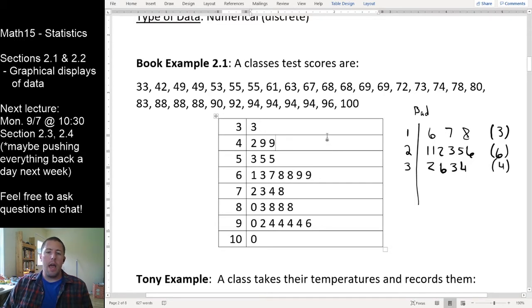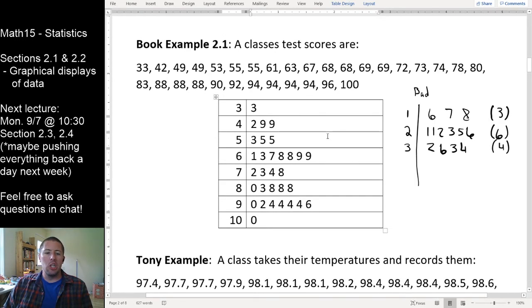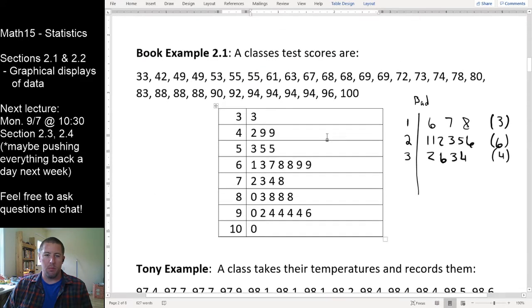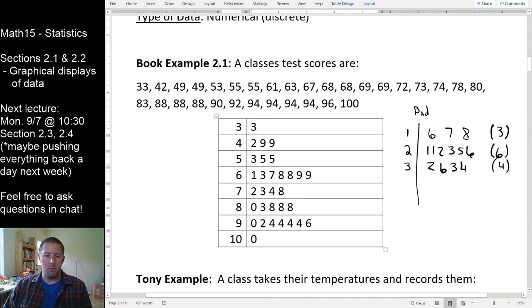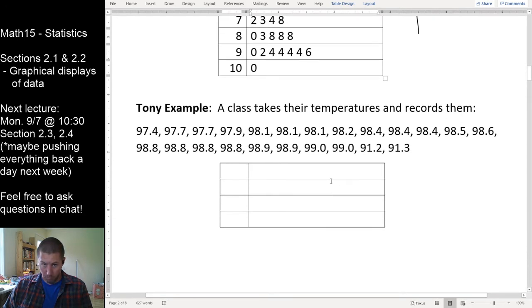So I want to show you a less good example now of a stem and leaf plot to show you that these just don't work out well in all situations. All right, so this previous one, by the way, was a book example, 2.1. This is a Tony example, meaning I made this up and it's not in the book.